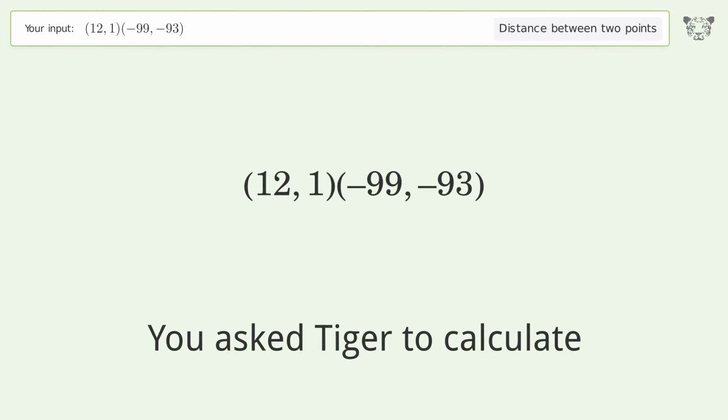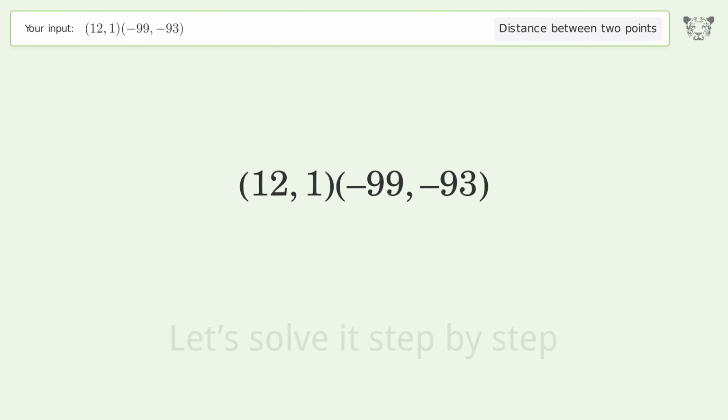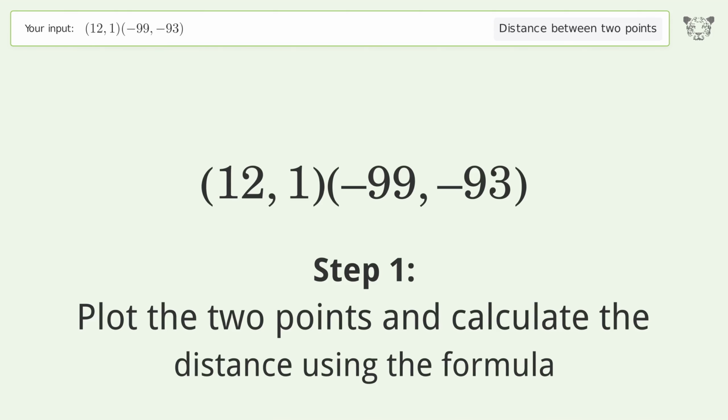You ask Tiger to calculate. This deals with the distance between 2 points. The distance between the 2 points is the square root of 21,157 or 145.454. Let's solve it step by step. Plot the 2 points and calculate the distance using the formula.